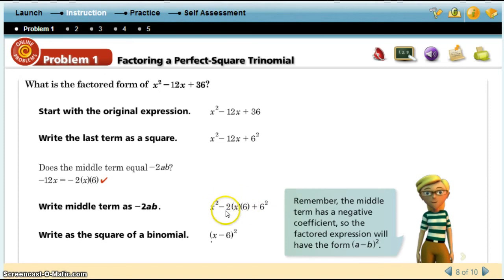This part right here may not be necessary for some of you all, but this is a very good way to identify and make sure that you have a perfect square trinomial. Occasionally, the first one and the last one will work, but the middle one will not. So always be very careful with that.